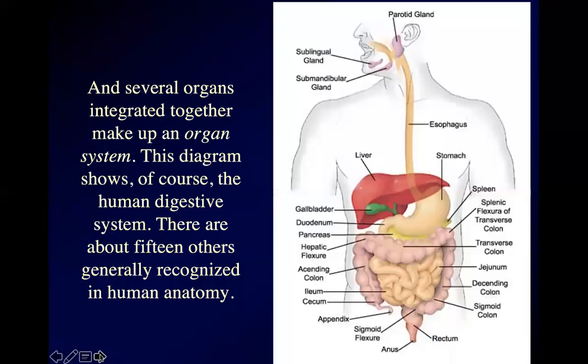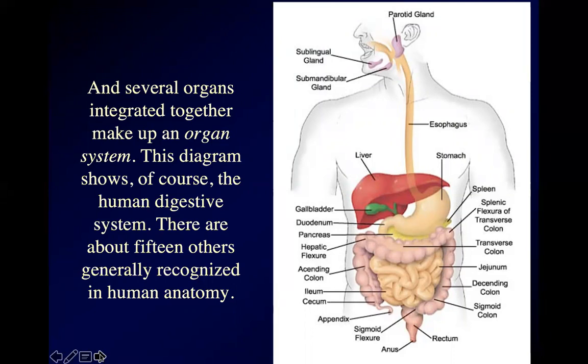And then if you take several organs and integrate them together into doing something, we call that an organ system. So that's the human digestive system, starting with your mouth and the salivary glands up at top. They're labeled parotid glands, submandibular, and sublingual glands. That's just the glands that make your saliva.